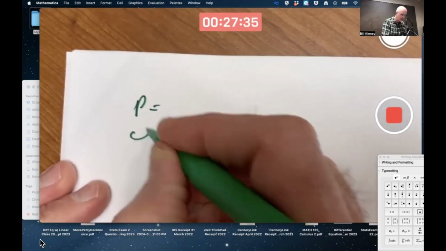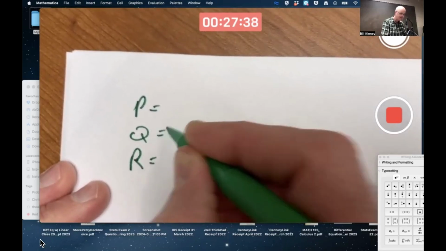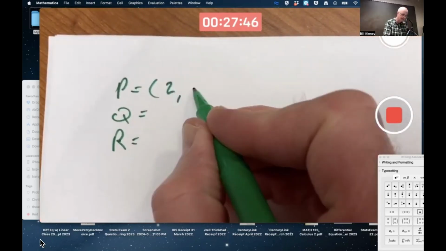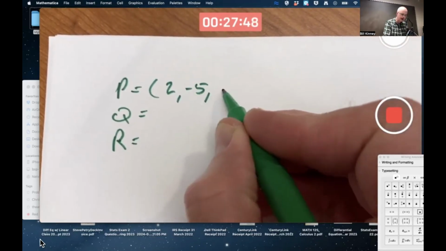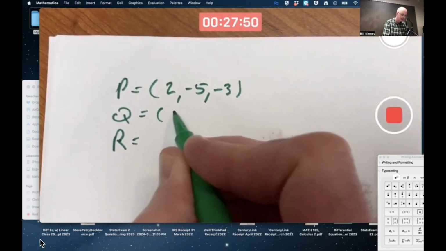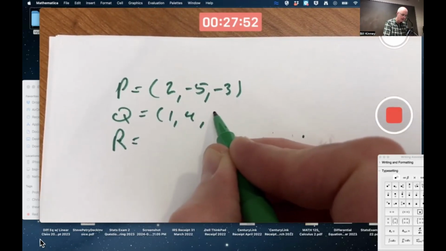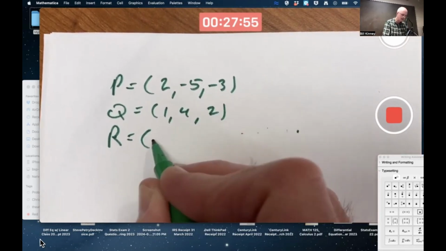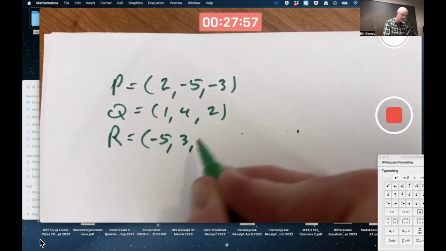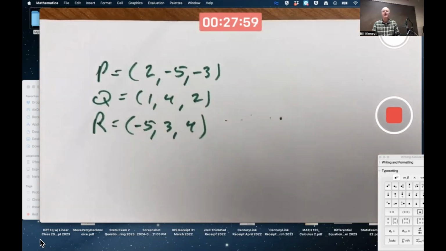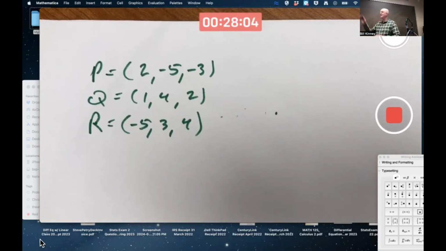Say the 3 points have coordinates P, Q, and R. Maybe P has coordinates 2, -5, -3. Q has coordinates 1, 4, 2, and R has coordinates -5, 3, 4. I picked those numbers somewhat randomly. When I pick such numbers somewhat randomly, in all likelihood, they're not on the same line. You'd have to be very unlucky for these to all be on the same line. So I'm trusting they're not all on the same line.